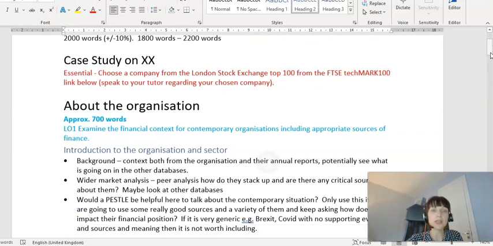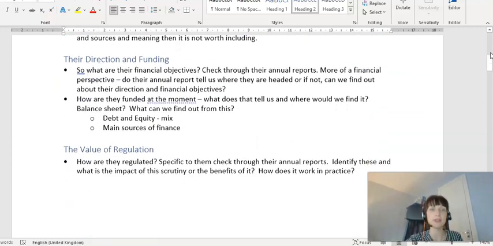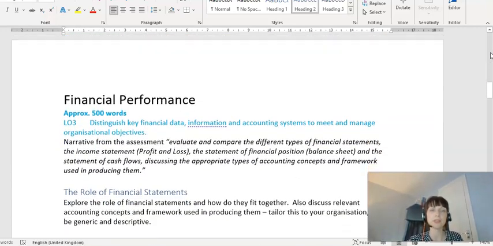So we've looked at the organisation, about the organisation, we've looked at what's going on in it, we've found some really good sources, where their direction is, how are they funded and how are they regulated. So that's covered the first learning outcome in about 700 words.